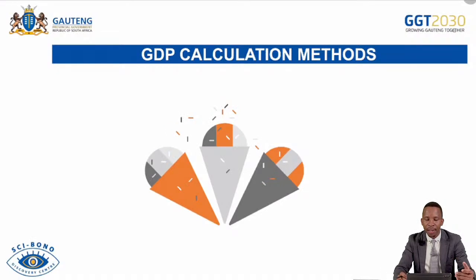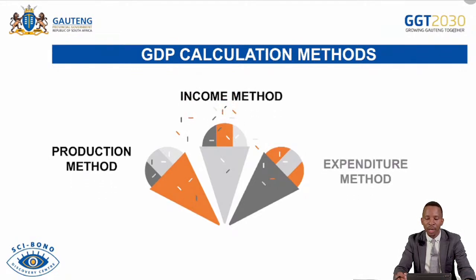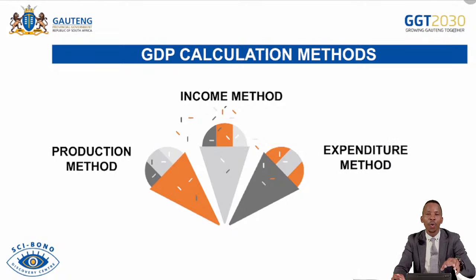And then these are the methods that are used to calculate GDP, namely the income method, production method, as well as expenditure method. You need to know them in detail. You must know the whole layout of the income method, where you talk about compensation of employees, you talk about net operating surplus, and then we talk about consumption of fixed capital. We add them all, we get what we call GDP at factor cost.